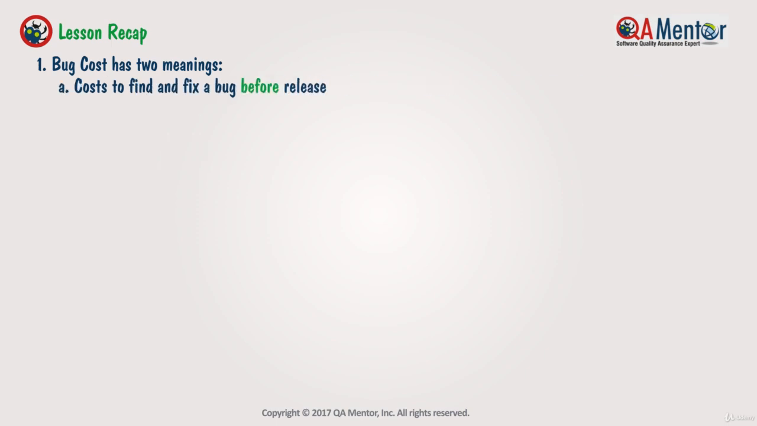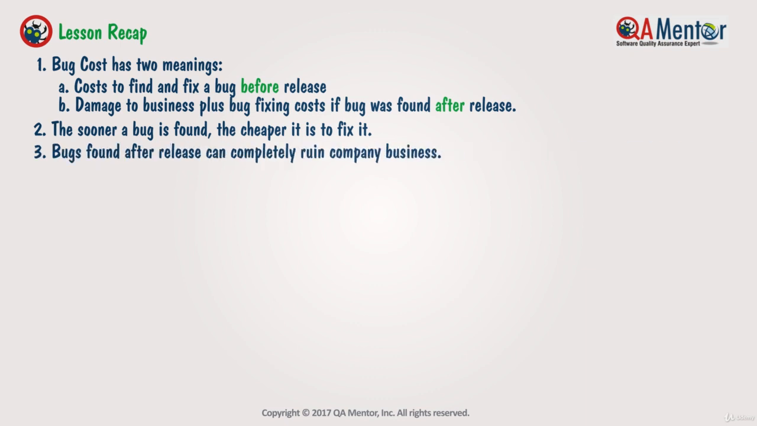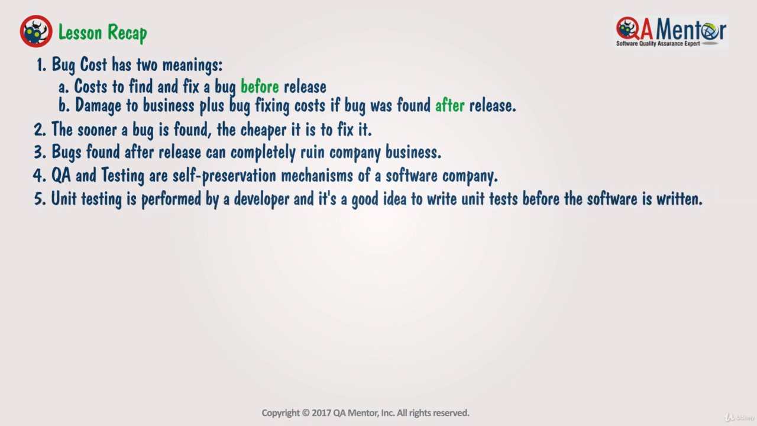Lesson recap. 1. Bug cost has two meanings. A. Cost to find and fix a bug before release. B. Damage to business plus bug fixing costs if bug was found after release. 2. The sooner a bug is found, the cheaper it is to fix it. 3. Bugs found after release can completely ruin company business. 4. QA and testing are self-preservation mechanisms of a software company. 5. Unit testing is performed by a developer, and it's a good idea to write unit tests before the software is written. 6. Software companies should have unit test standards.